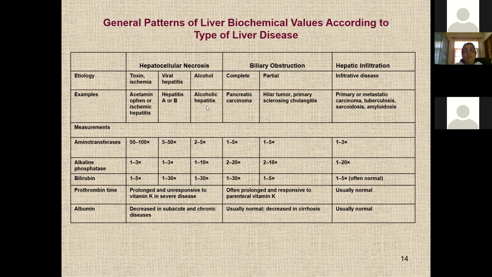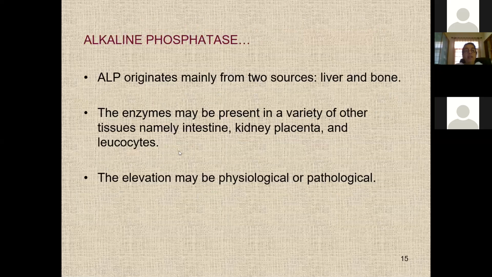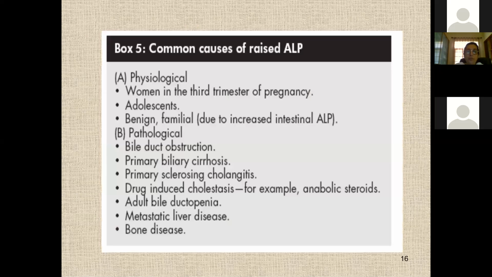Alkaline phosphatase originates mainly from two sources, liver and bone. The enzyme may be present in a variety of other tissues: intestine, kidney, placenta, and leukocytes. The elevation may be physiological or pathological. Physiological, as I already told you, in pregnancy because it is released from the placenta, and in adolescents and teenagers because they are growing, so it comes from the bone. So common causes of raised physiological are adolescence, pregnancy, and sometimes it's familial.